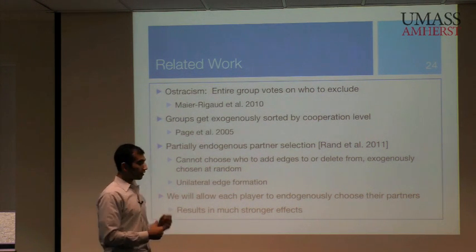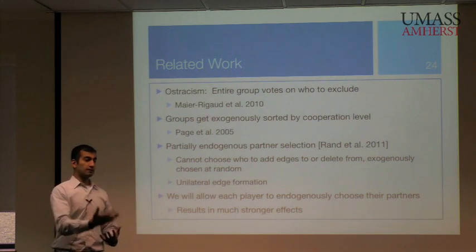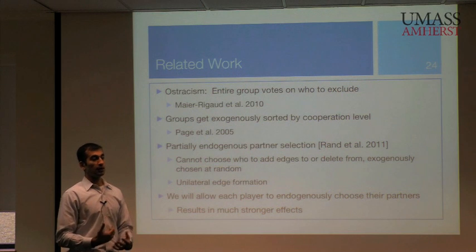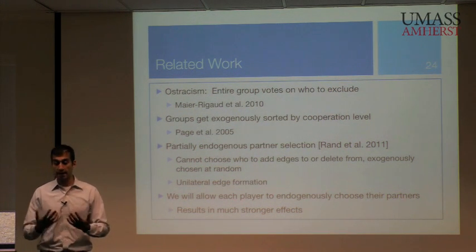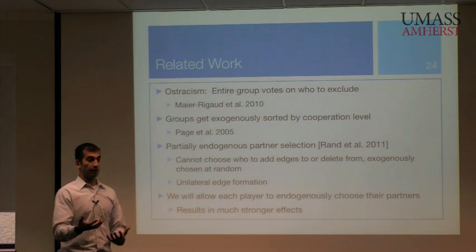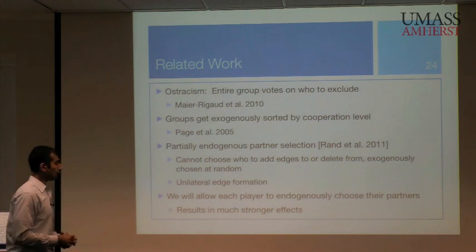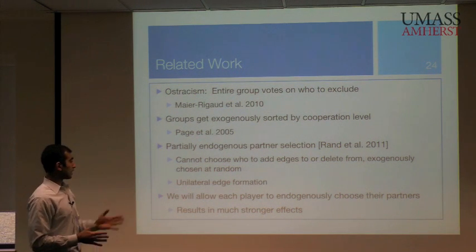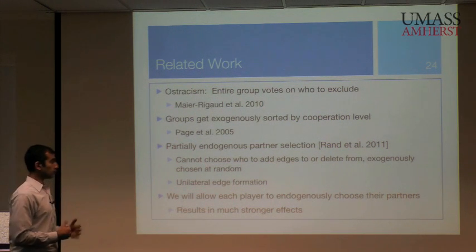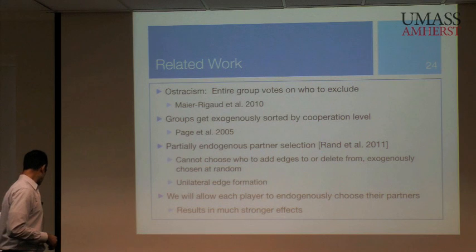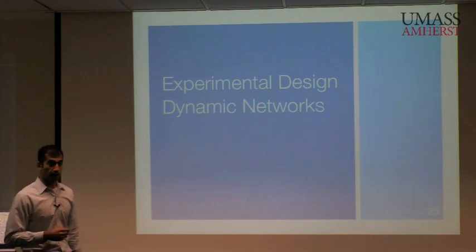The other thing, and what I'm going to talk about, is that link formation is bilateral. If I want to link to David and he wants to link to me, it's formed. What they did is unilateral. So in what they did, you can have a defector linking to a cooperator and pulling him down a bit. Whereas for us, it's bilateral. So we're going to allow each player to endogenously choose their partners, and this is going to result in much stronger effects than what prior work had achieved. Now I will tell you how we did this in an experimental setting.